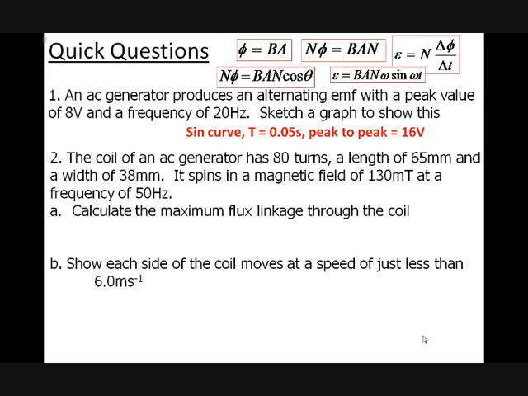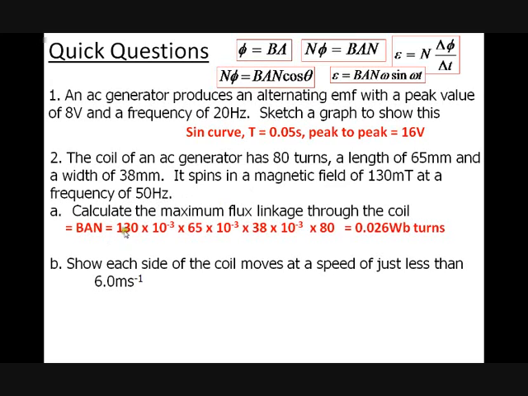Okay, number 2. The coil of an AC generator has 80 turns, a length of 65 mm and a width of 38 millimeters. It spins in a magnetic field of 130 milliteslas at a frequency of 50 hertz. What is the maximum flux linkage? So we're going to use flux linkage is equal to BAN cos theta, but we know that maximum is when cos theta equals 1. So I'm just going to use flux linkage equals BAN.